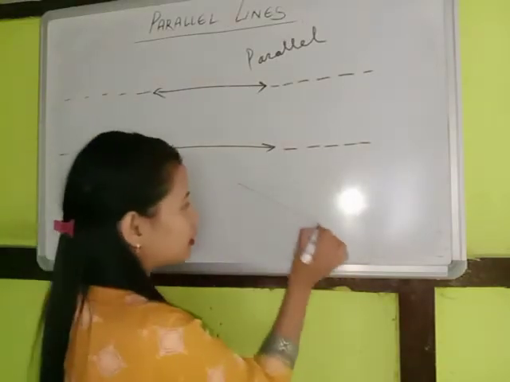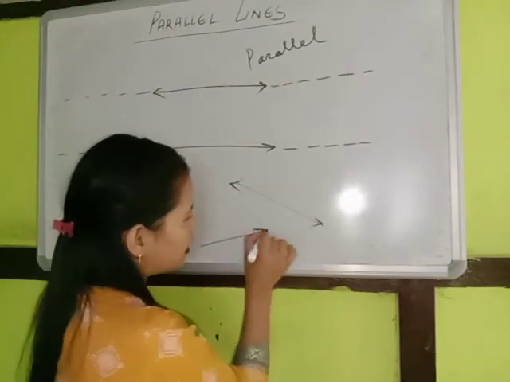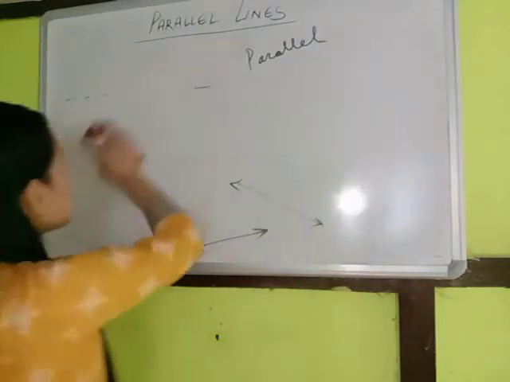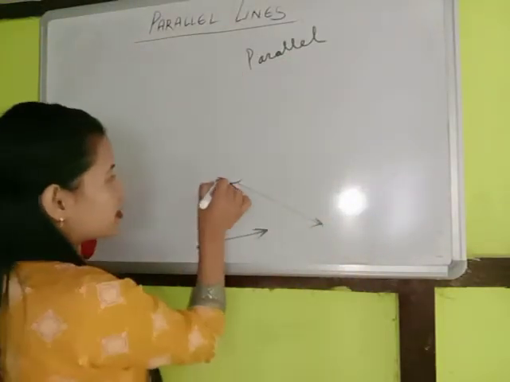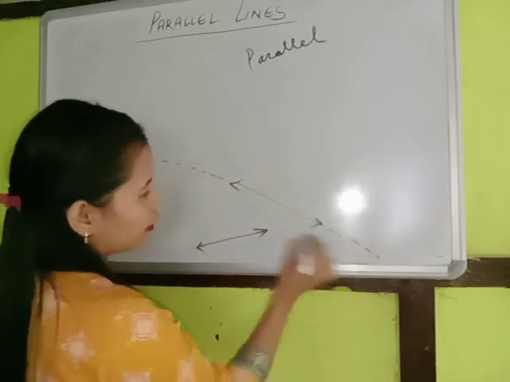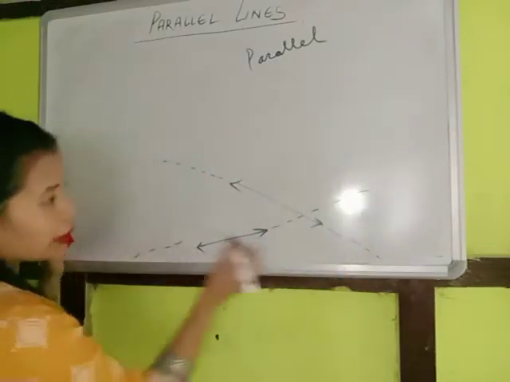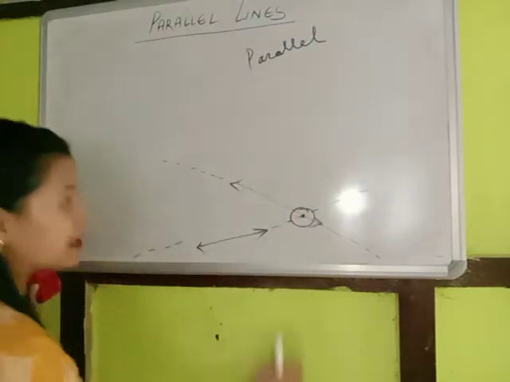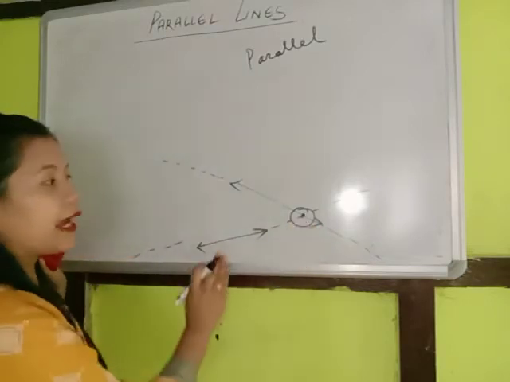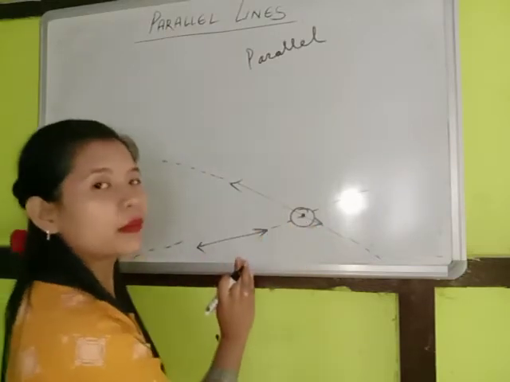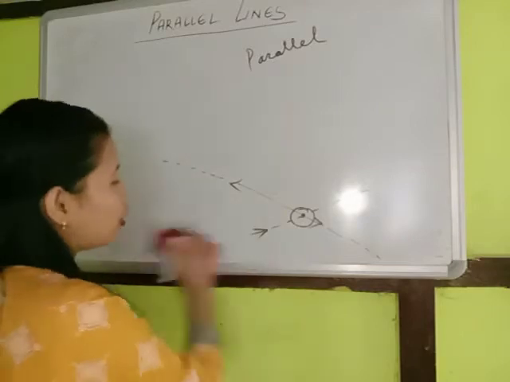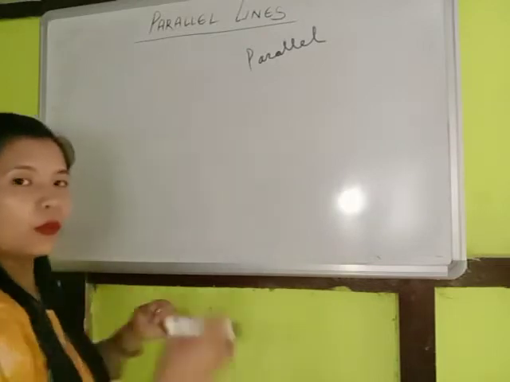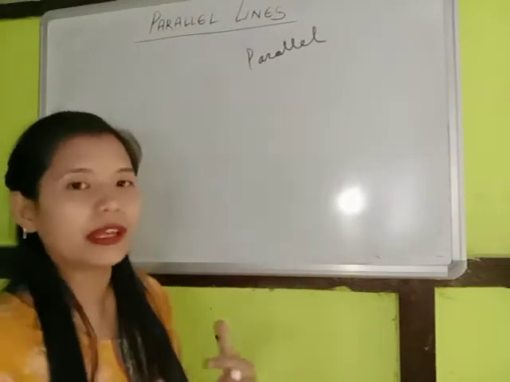Let us see another pair of lines. Suppose this and this are two lines, and let us produce them. If we produce these two lines here and here, you see these two lines are meeting, right? Whenever produced, these two lines meet here. So in that case these two lines are not parallel. In short, two lines are parallel if they do not meet whenever they are produced or elongated.